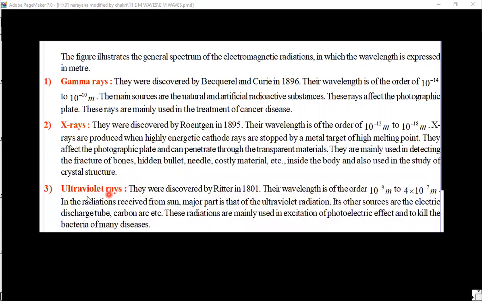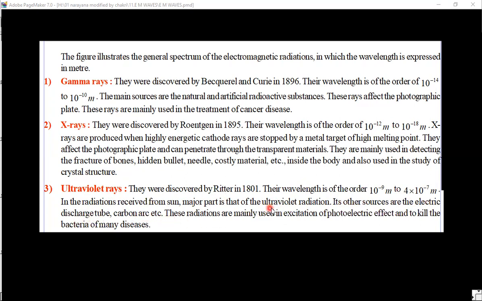Next one, ultraviolet rays. They were discovered by Ritter in 1801. Their wavelength is of the order of 10⁻⁹ meter to 4 × 10⁻⁷ meter. In the radiations received from the sun, the major part is that of ultraviolet radiation. Its other sources are the electric discharge tube, carbon arc, etc.